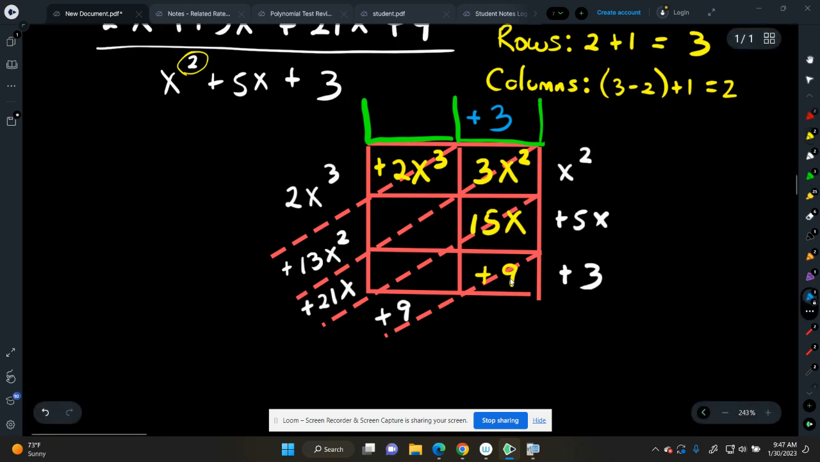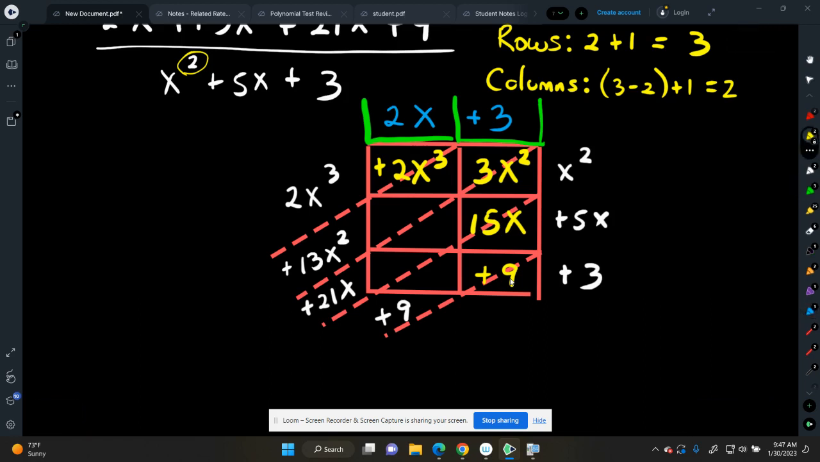Okay. How do I get the 2x to the third? What do I have to multiply this x squared by to make it a 2x to the third? 2x. Right? 2x times x squared equals 2x to the third. So fill in the rest of it. 2x times 5x is 10x squared. 2x times 3 is 6x.